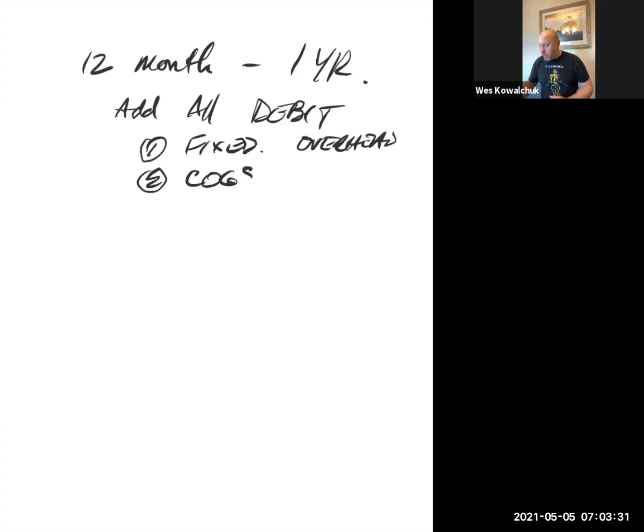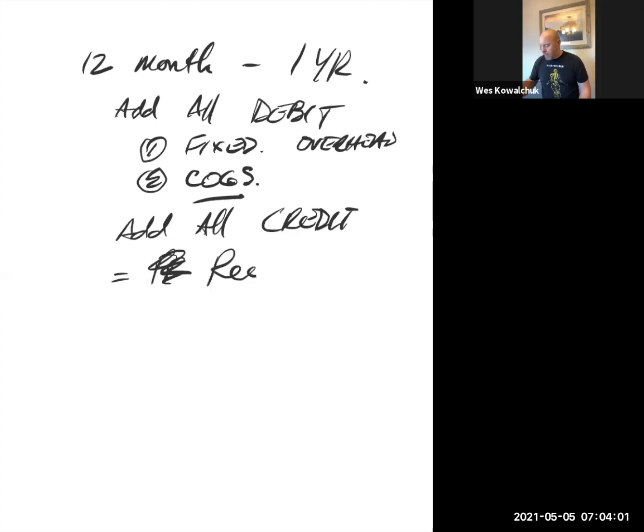Then I want you to break out the other side, and this might be easier to do first: the cost of goods. Break out all the debits that you can track directly to the project that you worked on that week, or the next week. Those cost of goods that go directly to a project are something we want to be able to track. Once you've got that figured out, add up all your credits, and that equals your revenue. Sorry, revenue.